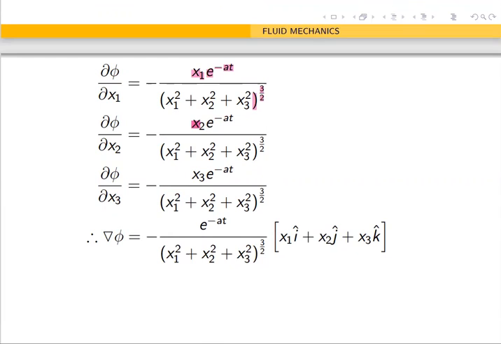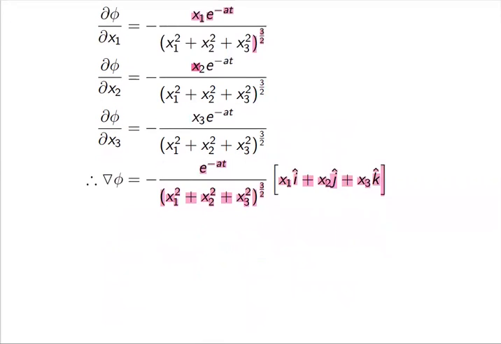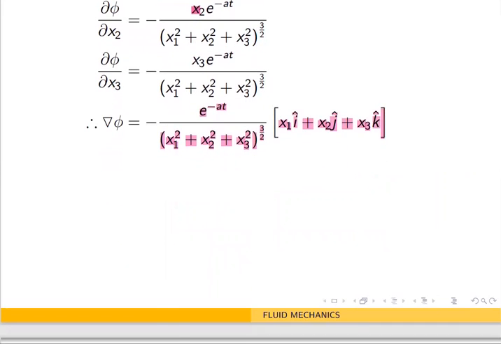Minus is common, so we'll take minus common everywhere. And what else is common? We have e power minus at common and the denominator also common. What is remaining here? Remaining is x1 i plus x2 j plus x3 k. This is our gradient phi. So we have found gradient phi, no?